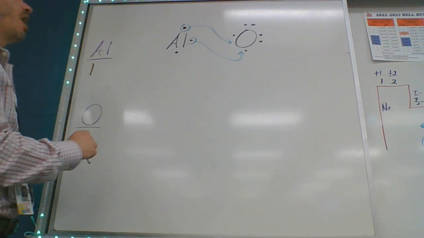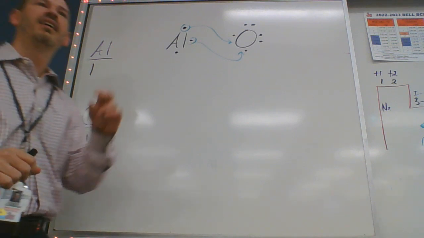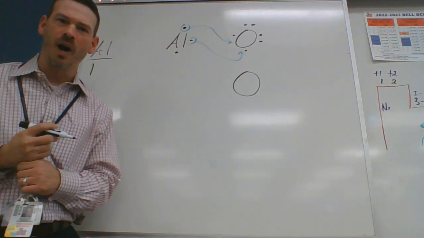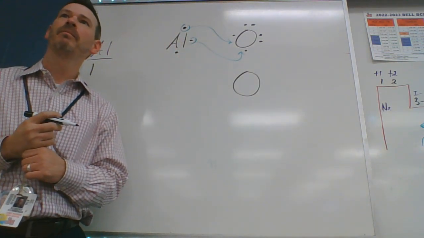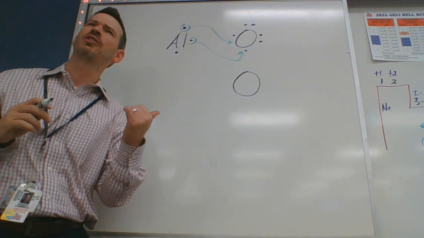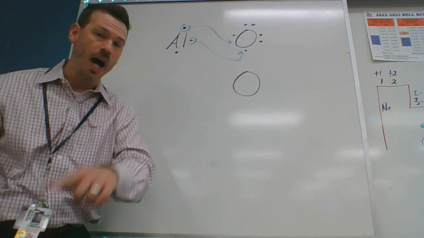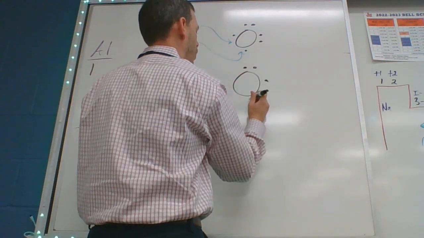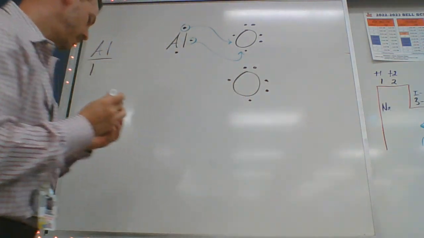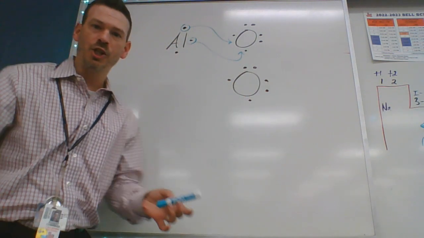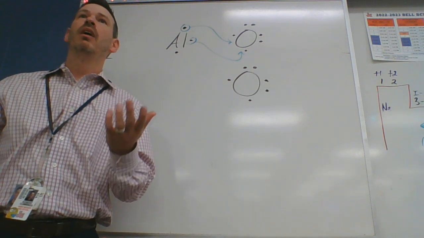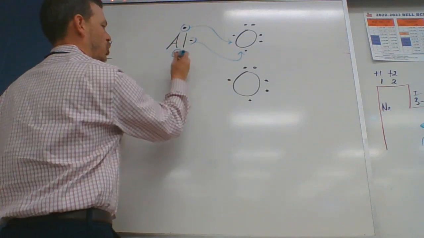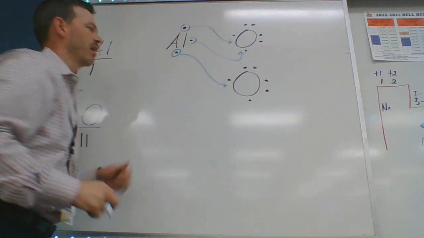A second oxygen. Let's introduce a second oxygen. There's a brand new oxygen. How many valence electrons does oxygen start with? Always 6. Oxygen is in group 16. He always starts with 6. And check it out. I now have a way to make aluminum happy. Watch, watch, watch. I could just move this electron there.